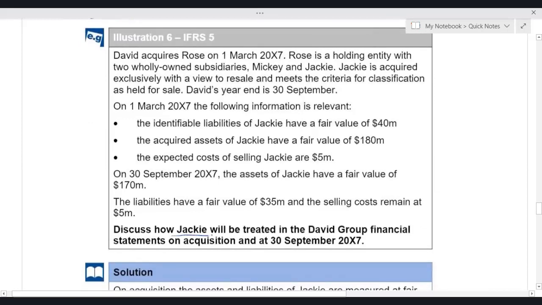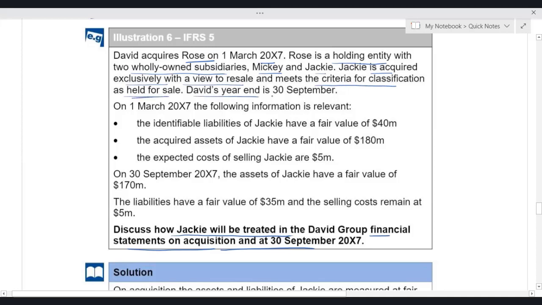Discuss how Jackie will be treated in the group. Financial statements on acquisition and on 30th September X7. David acquires Rose. On 1st March X7, Rose is a holding entity with two wholly owned subsidiaries, Mickey and Jackie. Jackie is acquired exclusively with a view to resale and meets the criteria for classification as held for sale.